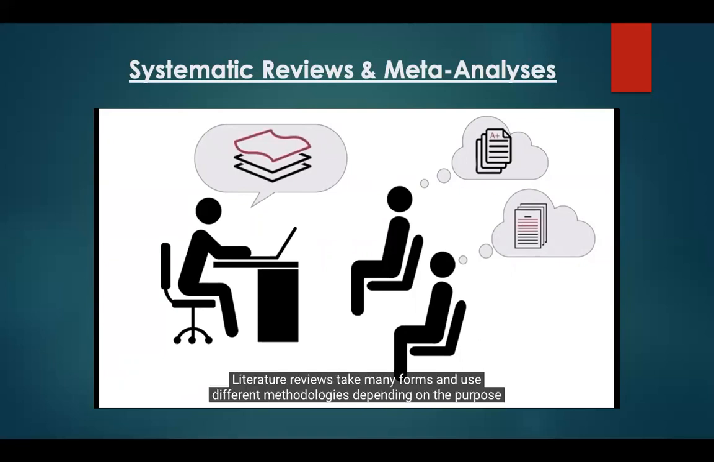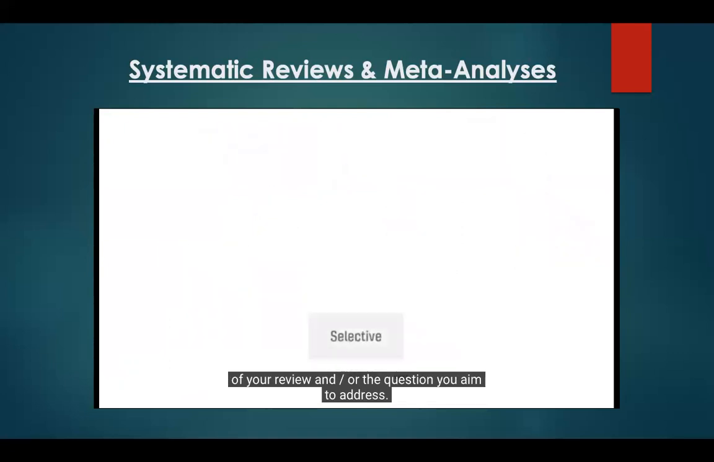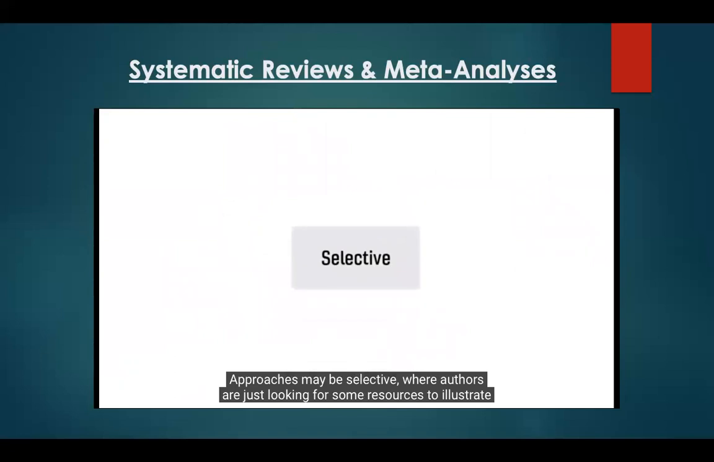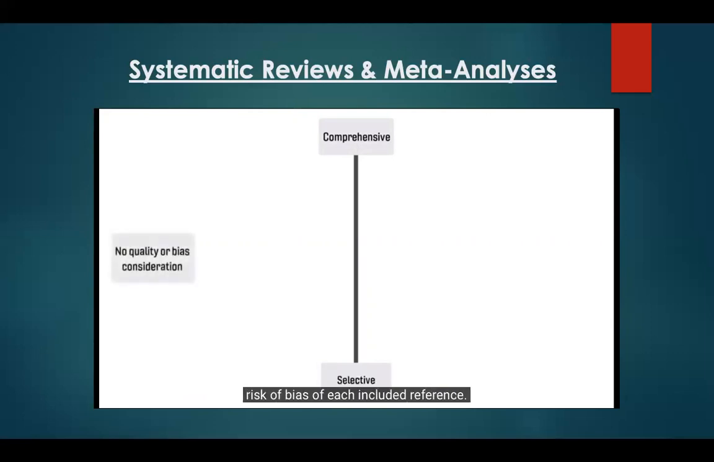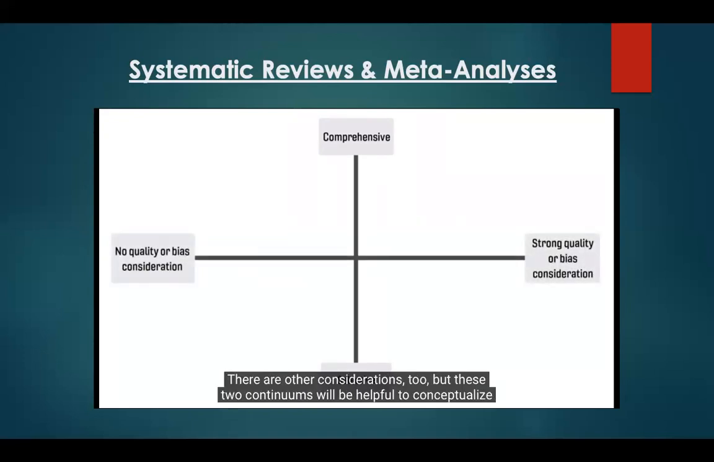Literature reviews may take many forms and use different methodologies depending on the purpose of your review and/or the question you aim to address. Approaches may be selective, where authors are just looking for some resources to illustrate a point, while other methodologies require an exhaustive search and comprehensive set of information. Reviews also vary with regard to the extent to which authors assess the quality and/or risk of bias of each included reference. There are other considerations too, but these two continuums will be helpful to conceptualize the landscape of literature reviews.